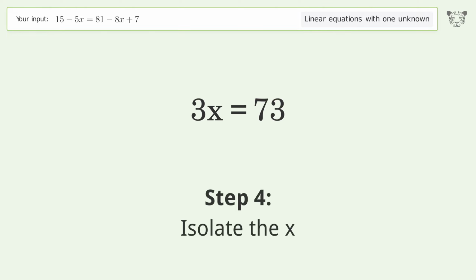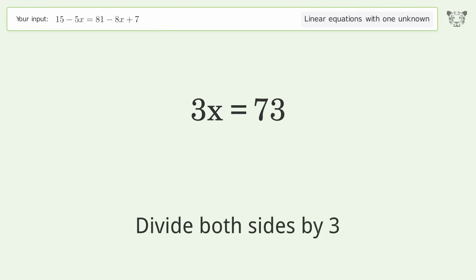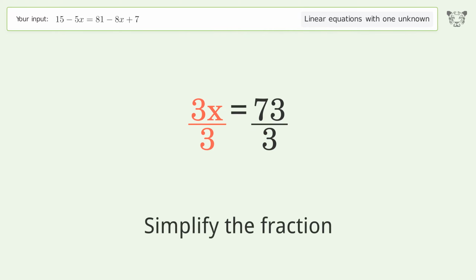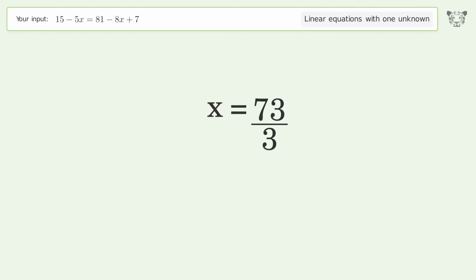Isolate the x. Divide both sides by 3. Simplify the fraction. And so the final result is x equals 73 over 3.